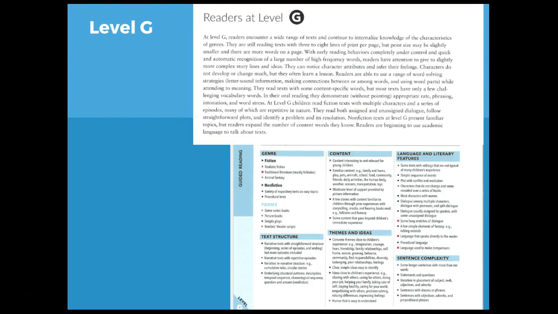They're going to read words, but most texts are going to have only a few challenging vocabulary words. In their oral reading, when you're talking about their fluency, they're going to demonstrate appropriate phrasing and word stress, and it tells you all types of things that are kind of important. And the other piece to this is that it's going to show you, at a level G, what that text looks like, because every text has 10 characteristics, and you'll notice that in the book they'll tell you what the 10 characteristics are. So they're listed here.